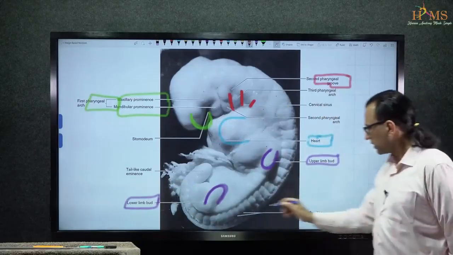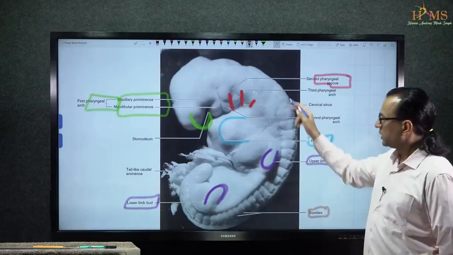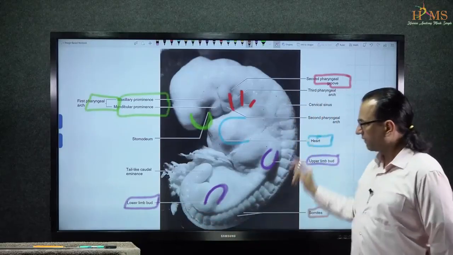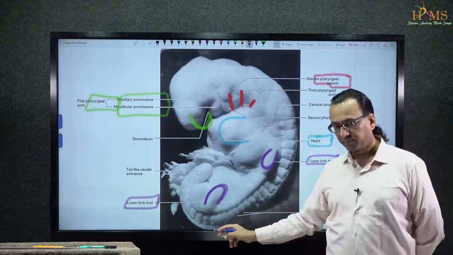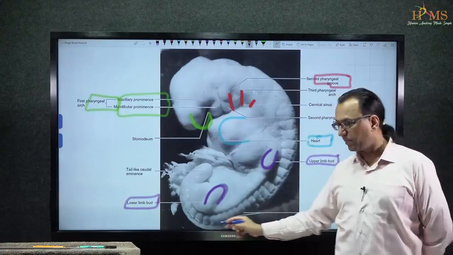And also evident are the somites which are developing on the dorsal side and later contributing to certain structures like the vertebra, developed from the sclerotome portion of the somite. Para-axial mesoderm on the side of the axis of the baby.